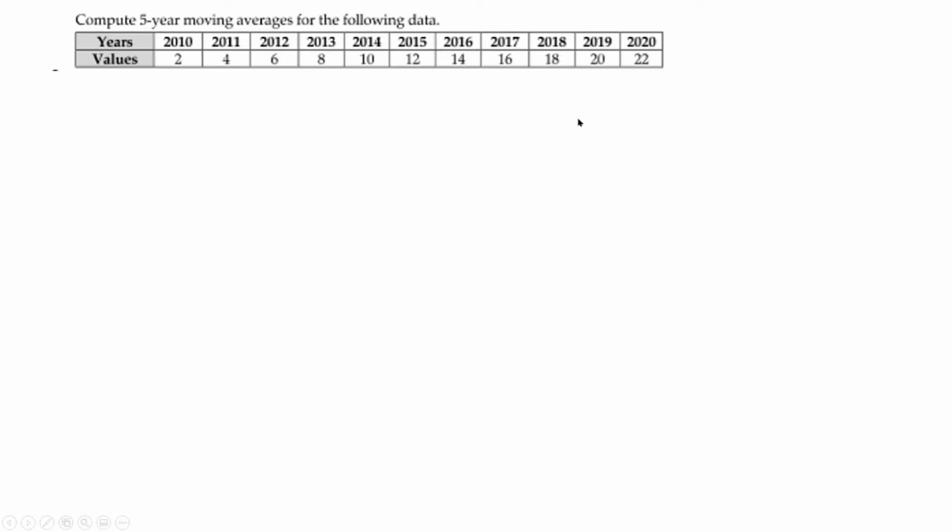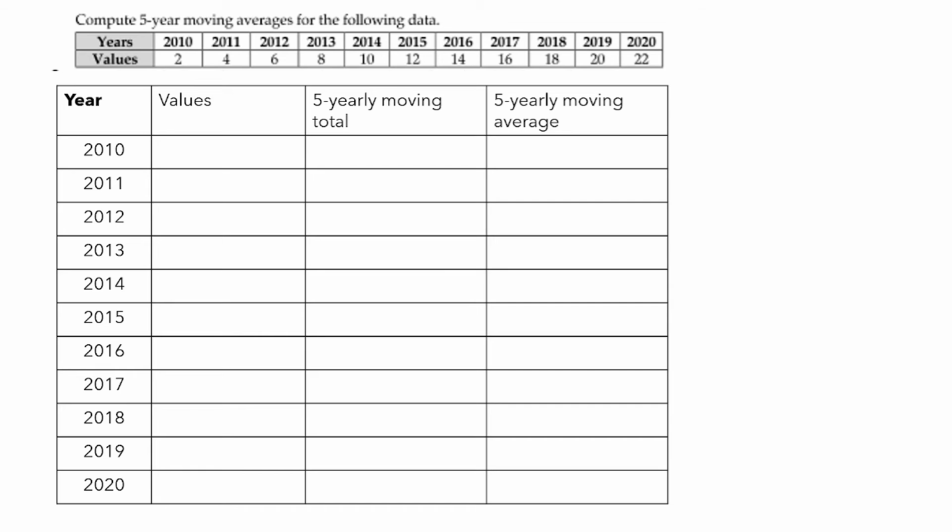Moving on to the next question. Compute 5-year moving averages for the following data. So for various years the values are given. Here it is given 2, 4, 6, 8 up to 22. It is easy to find the 5-year moving average. So for various years let us write the values. Let us draw a table like this with year values, 5-yearly moving total and 5-yearly moving average.